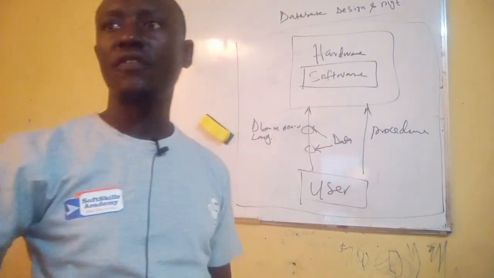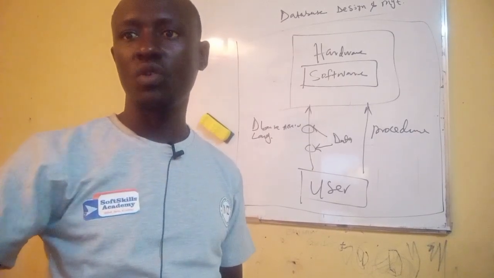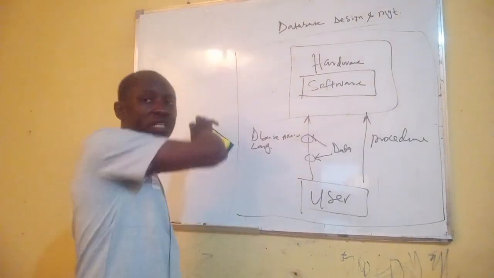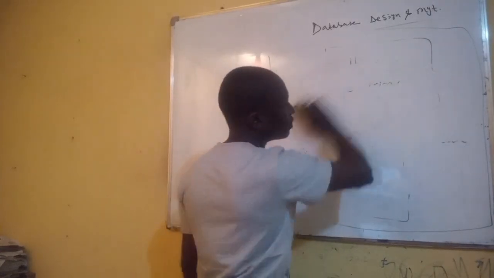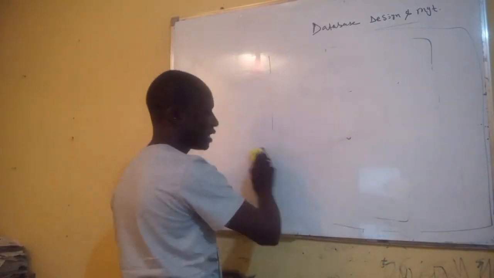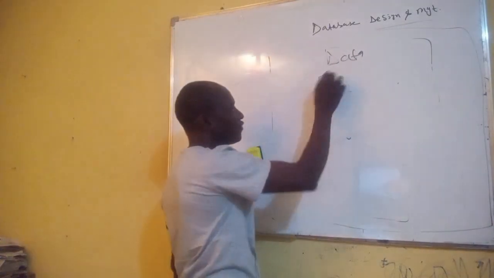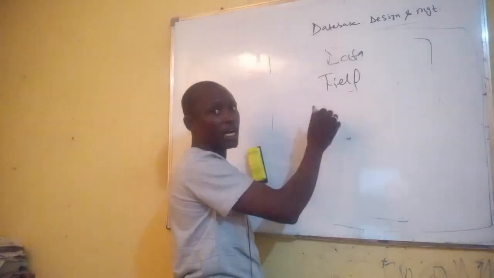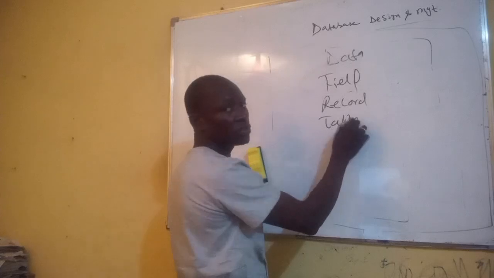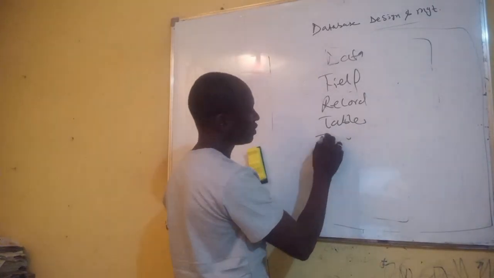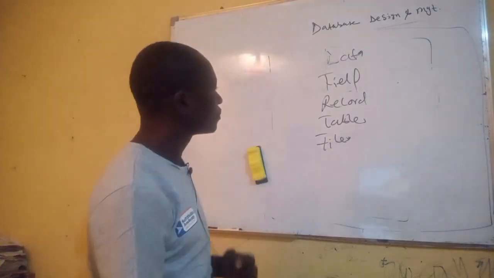The next thing we have, after the components of the database, is basic database terminologies. In basic database terminologies, we have the data, fields, records, tables, and files. This is very paramount in our database design. We have data, that's one. We have fields, we have records, we have tables, and we have files.